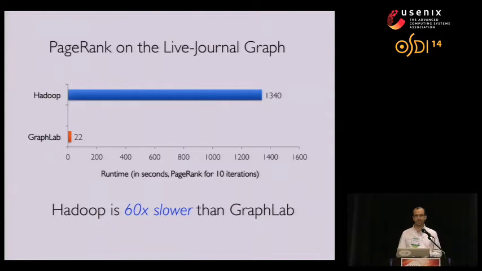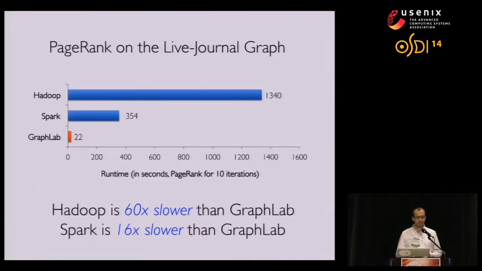Now everyone's probably saying Hadoop is a terrible thing to compare against. Maybe we could compare against a more contemporary in-memory data flow system, in particular Spark. So Spark is optimized for iterative computation, the kinds of computational patterns we see in graphs. It has in-memory support, so it should run much faster. And indeed it does, but it's still 16 times slower than this specialized graph processing system.